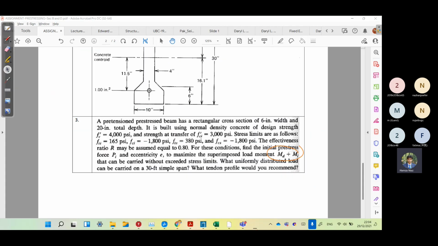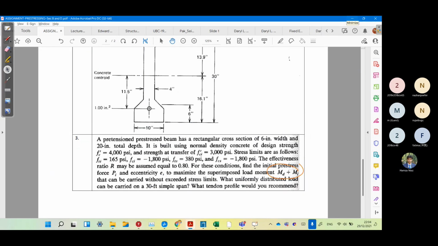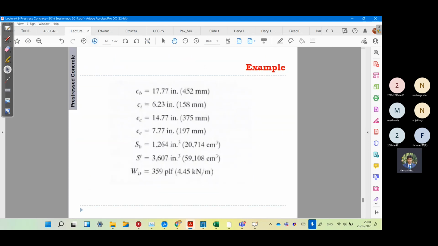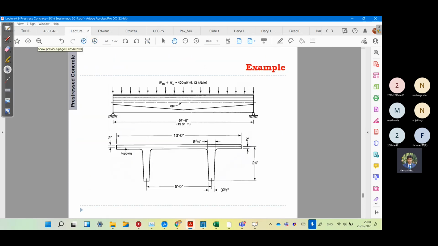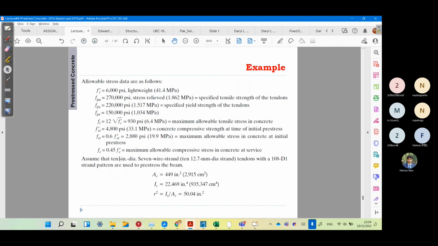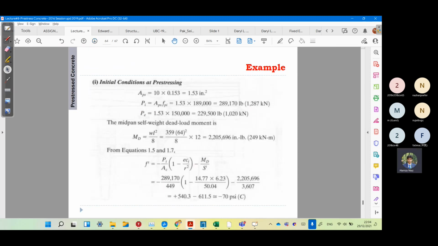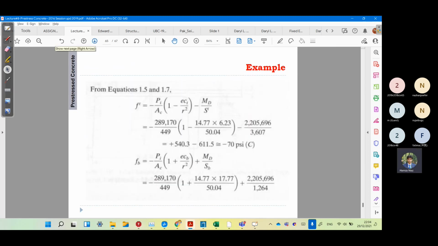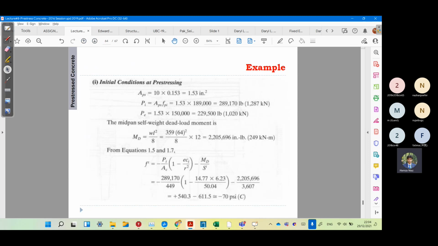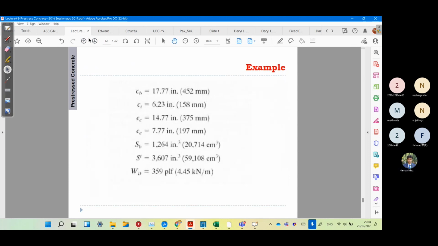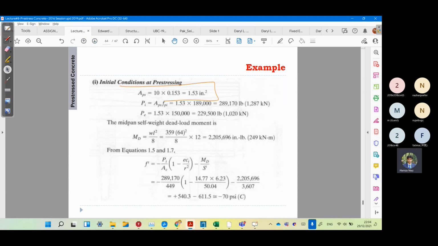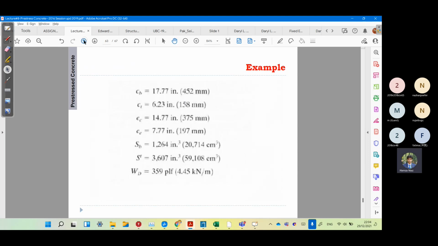So this is actually all for pre-stressing. If we quickly go through this one numerical example, we have been given all this data. The only difference is that they have not given us the initial and final pre-stressing forces, but they have given us the area of steel.